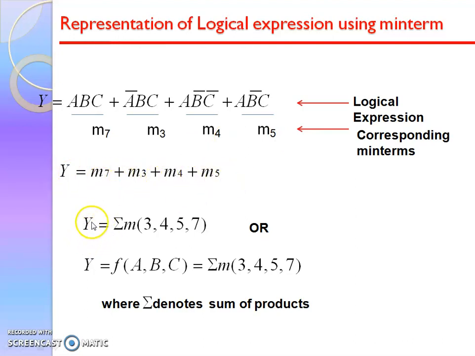We have to write the equation as summation of m, that means the min terms are 3 4 5 7. Y equals function of abc is summation of m 3 4 5 7, which means the equation is converted into min terms, and finally we get the answer as 3 4 5 7, where summation denotes the sum of products.